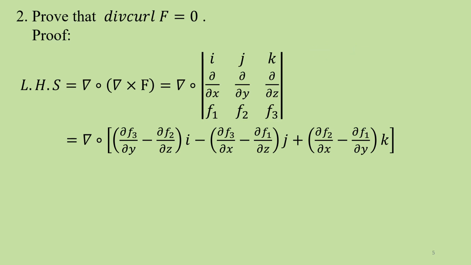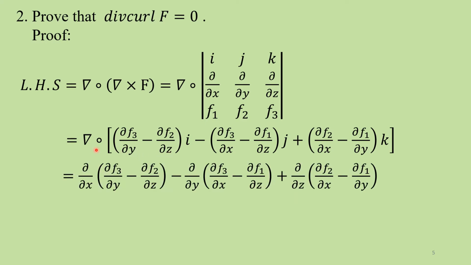Similar way here also we can get ∂/∂x into (∂f3/∂y − ∂f2/∂z), plus ∂/∂y into the component of j, here is minus of (∂f3/∂x − ∂f1/∂z). That's why it is plus into minus, minus ∂/∂y of (∂f3/∂x − ∂f1/∂z), plus ∂/∂z into (∂f2/∂x − ∂f1/∂y). So now we can expand this.